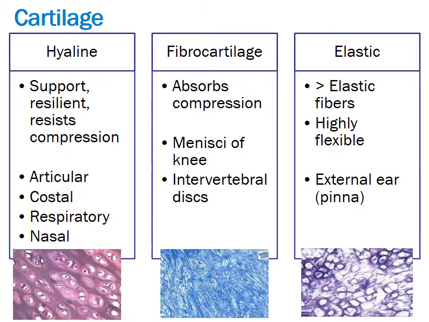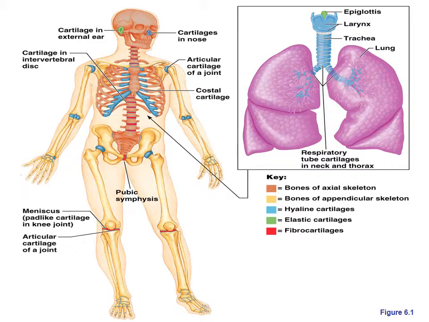Elastic cartilage is found in two places and, as its name implies, exhibits stretch and recoil. The outer structure of your ear, the pinna, and the epiglottis both contain elastic cartilage. Here we see the locations of the three cartilage tissues in the body.